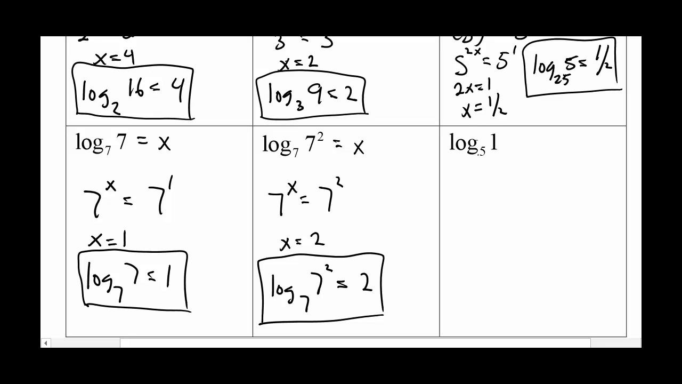Log base 5 of 1 equals x. What's the base of the exponent then? 5 raised to the x power equals 1. Alright, we've got to think for a second. 5 raised to some power is 1. Well, what number do I raise it to that I always get 1? Hopefully you figured out that that's 5 to the 0. So x in this case has to be 0. So log base 5 of 1 equals 0.